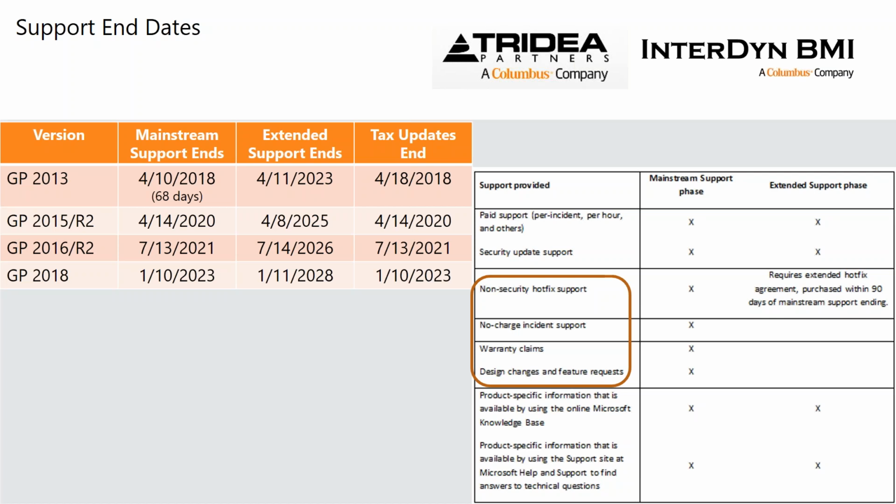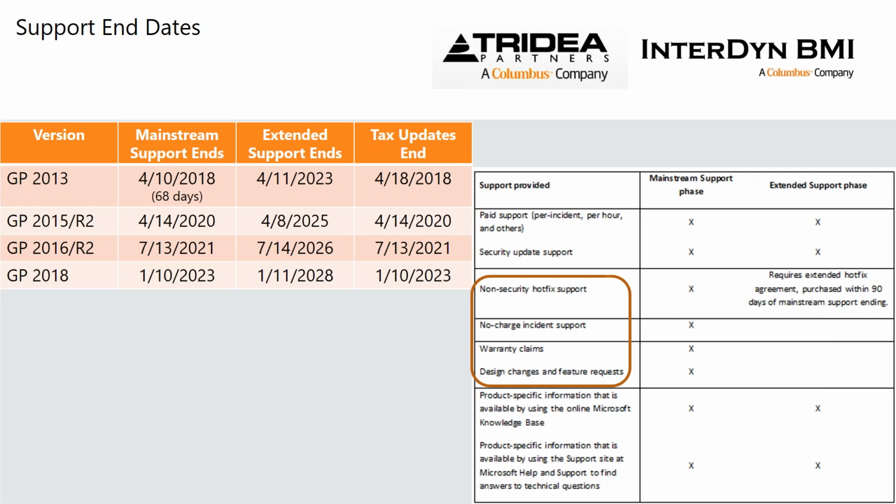So 2015, which means 15 and 15R2, we've got a couple of more years, so we've got until April 14th of 2020. 2016 or 2016 R2, we've got until 2021, and then of course 2018 mainstream support would not end until January of 2023. I put up here the extended support days and then a chart over on the right on what's considered mainstream support and what's considered extended support.